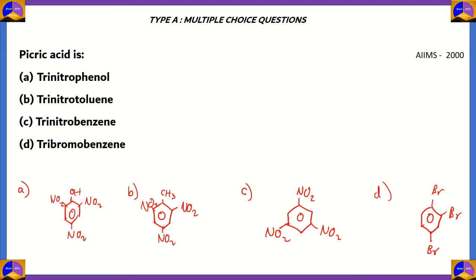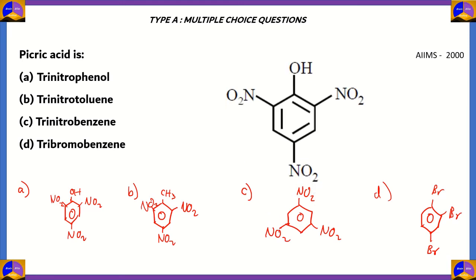So we need to find out which of these is picric acid. If you look at the structure for picric acid, you can see that it has a phenol functional group followed by 3 nitro groups, 2 at the ortho position and 1 at the para position. Therefore you can see that these two structures are similar, so option A, trinitrophenol, is the correct answer.